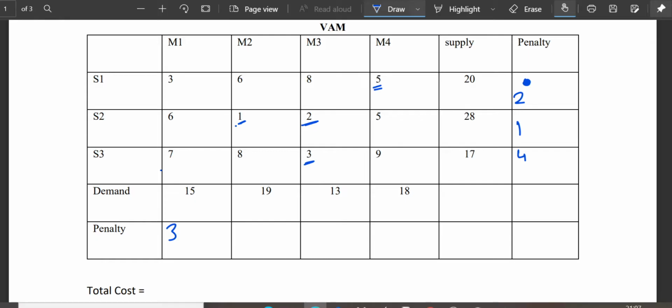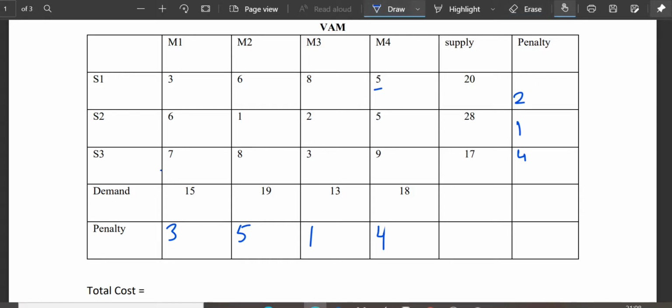Now come to M2. Minimum is 1. Next minimum is 6. So 6 minus 1, 5. Now come to M3. Minimum is 2. Next minimum is 3. Take the difference. I get 1. Now come to M4. Minimum is 5. We have one more 5 here, but we have next minimum available to us as 9. So we will be considering 5 and 9. So 9 minus 5 is 4. So this is how we calculate the penalties of each row and each column. I think you all can recall what is the next step now.